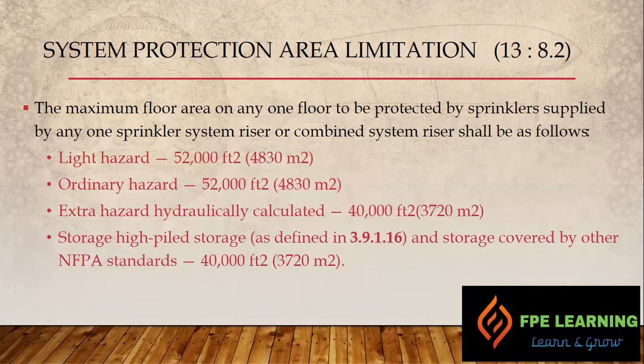Okay, now we have the maximum protection area as per 8.2 of NFPA 13, right? The maximum floor area that can be protected by 1 sprinkler riser. For light hazards, we have 52,000 square feet. Ordinary, same values. For extra, we have 40,000 square feet. And for high-piled storage, as per 3.9.1.16, which discusses the definition of high-piled storage and all those arrangements, this area can be a maximum of 40,000 square feet. If the area is more than that, we have to install separate risers for those areas. We have to divide zone by zone and then we can come to a solution.